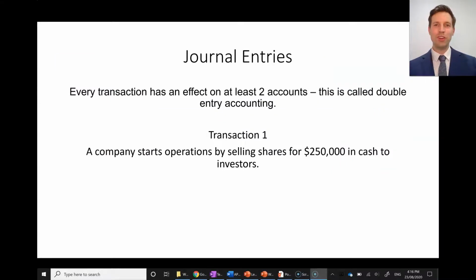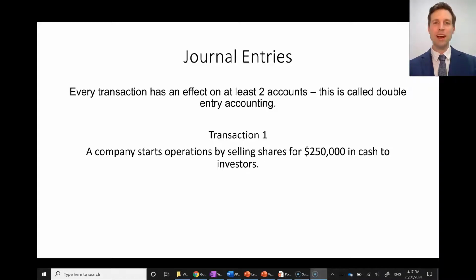So let's look at the first step in the accounting cycle. Every time a business buys or sells something, it needs to record that transaction. And this is called a journal entry. Just like writing a diary or writing a journal of all the things you've done in a day, a business has to do the same. They have to record every transaction that they've had.